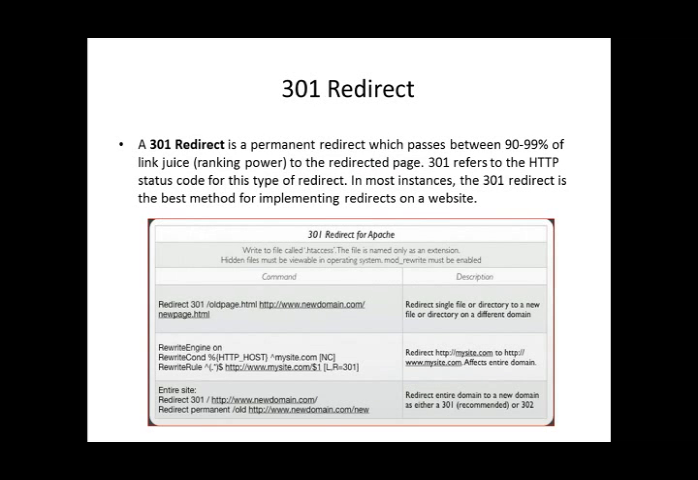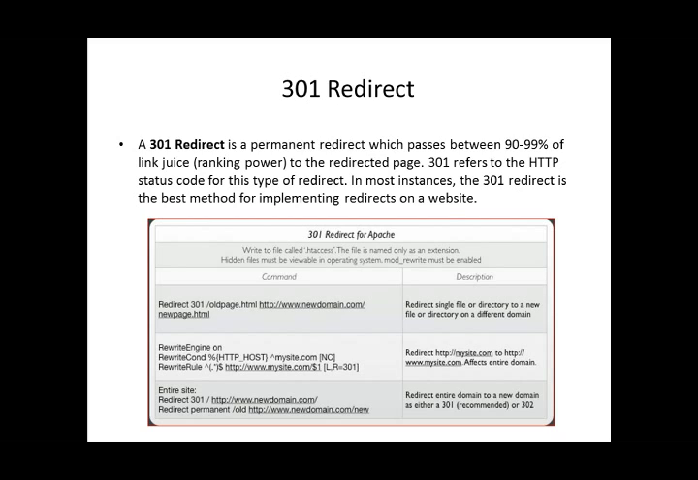One other important thing when it comes to coding is a 301 redirect. Primarily, a 301 redirect is a permanent redirect which passes almost 90 to 99% of the page authority or link juice while we are doing a redirect from one URL to a different URL. Also, 301 refers to the HTTP code for redirection, and it is the best method for implementing a redirect on a website, on the same domain, or when we are shifting from one domain to a different domain.